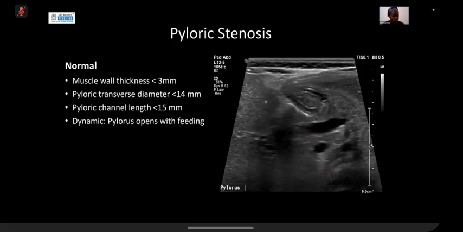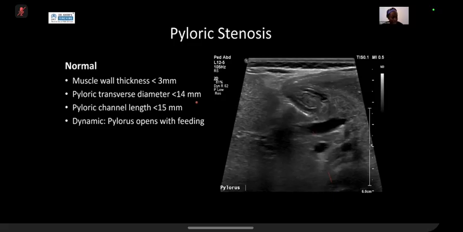So this is an example of a normal pylorus, just for you to contrast with the abnormal. This hypoechoic band that you can see on both sides is the muscle, and that is what we're measuring. So just this hypoechoic structure here. And that is what becomes thickened in hypertrophic pyloric stenosis. So the single muscle wall thickness should be less than 3 millimeters. And this is the most accurate measurement for pyloric stenosis.